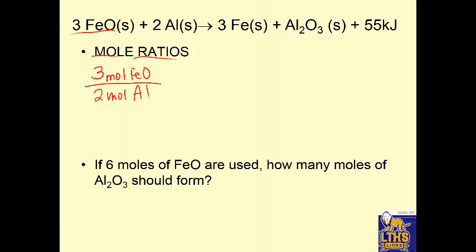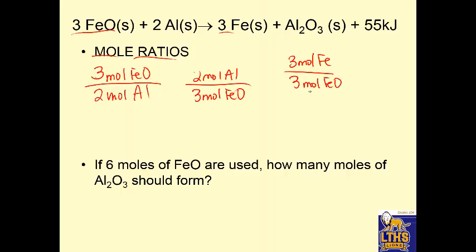Guess what? There are a ton more you can write from this balanced equation, because this is 3 moles plus 2 moles equals 3 moles plus 1 mole plus 55 kilojoules. So we could flip that one over: 2 moles of aluminum for every 3 moles of iron(II) oxide. Can we do more? You betcha. You can say 3 moles of iron for every 3 moles of iron(II) oxide. So we can use any two things out of this complete balanced equation to make a mole ratio, and then we can make another mole ratio by flipping that over.